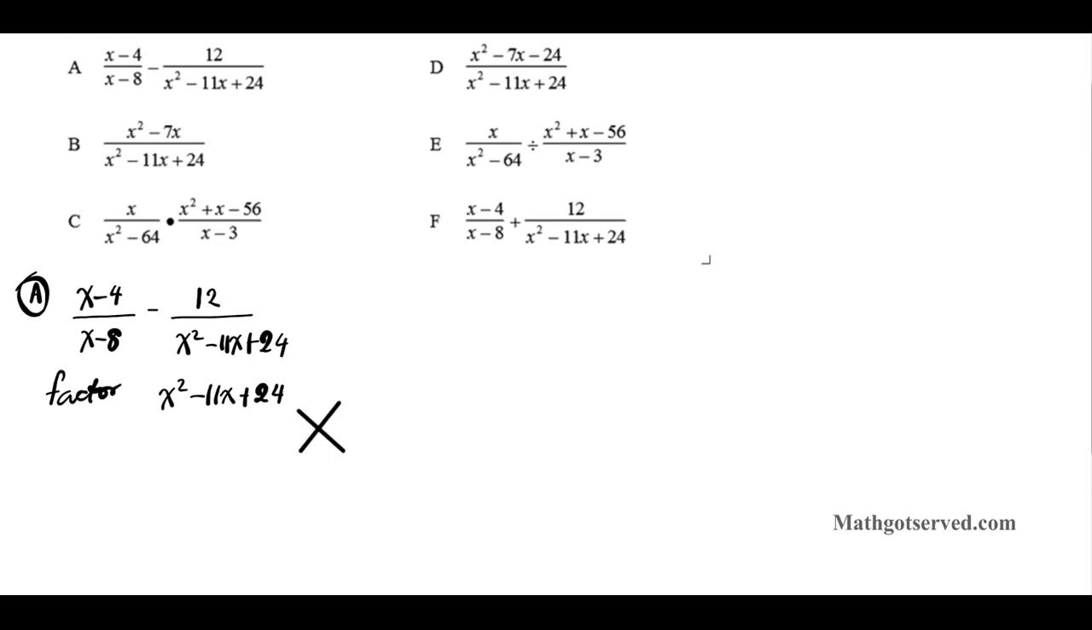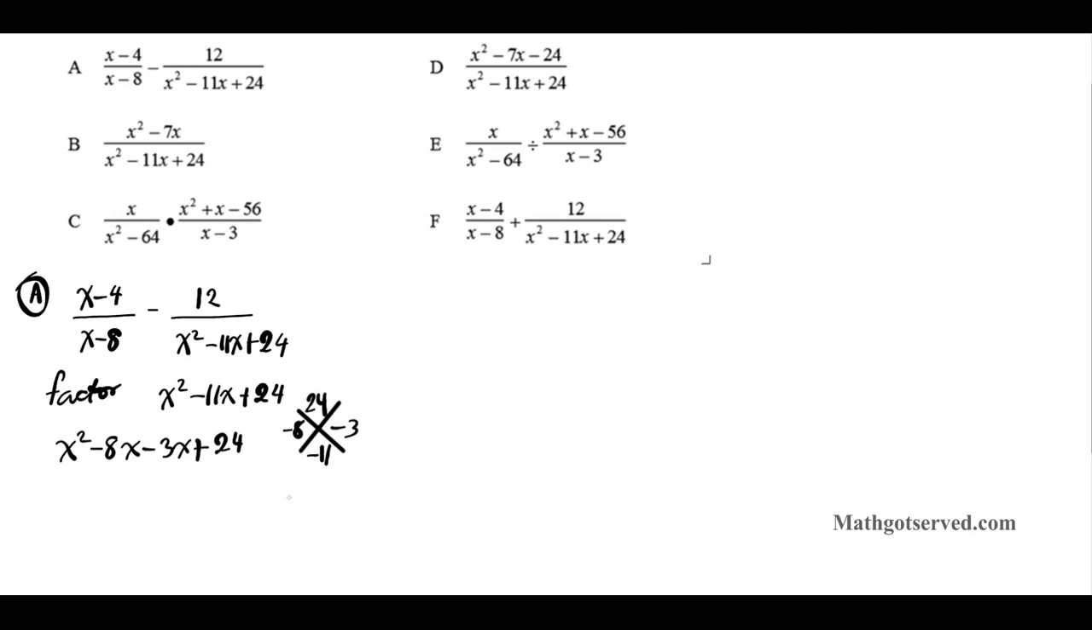AC is 24, and B is negative 11. Put that in. So what two numbers work here? Negative 8 and negative 3. Multiply to give you 24 and add to give you negative 11. So we have x squared minus 8x minus 3x plus 24.